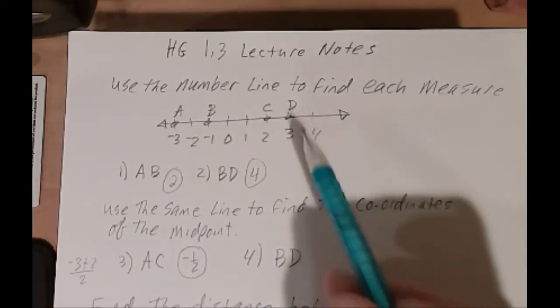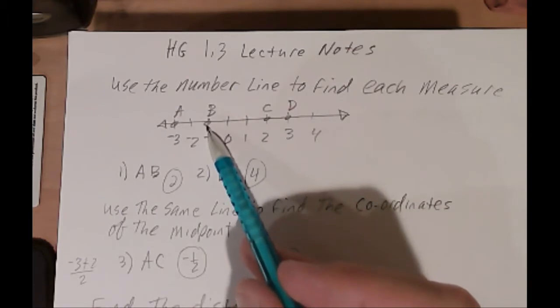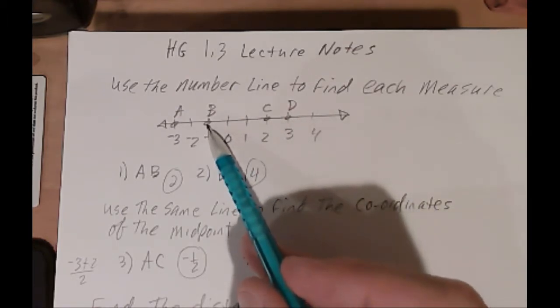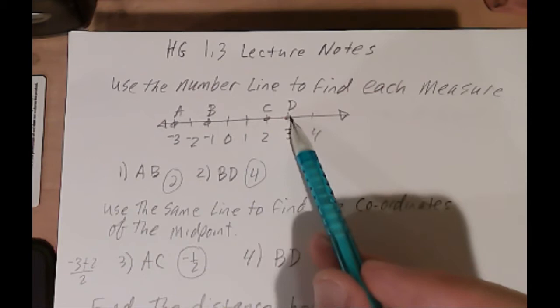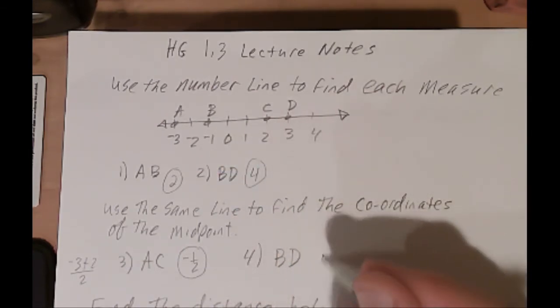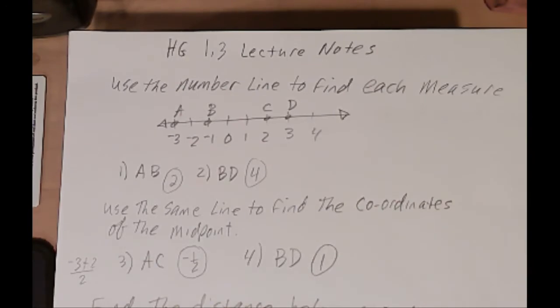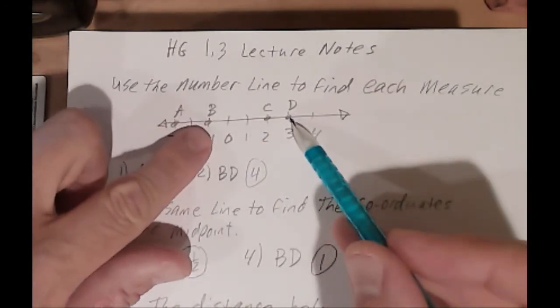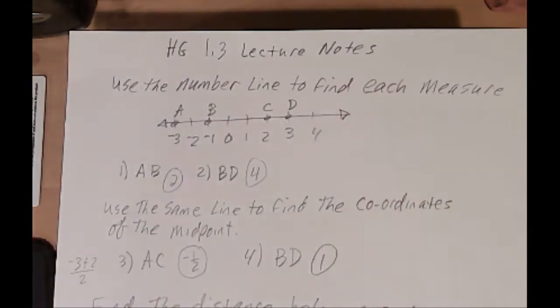Now from BD, there's another way to do it too. You can go 1, 2, 3, 4. Half of 4 is 2. 1, 2. You arrive at 1. There's a lot of ways you can find a midpoint. Okay. Either way. Okay. Find the distance between each pair of points.